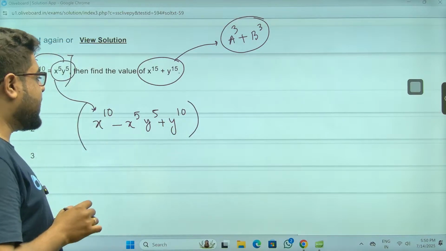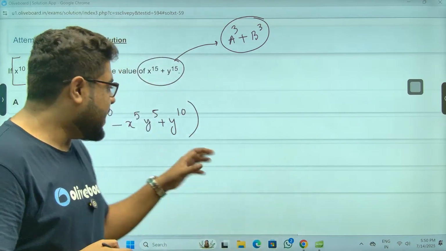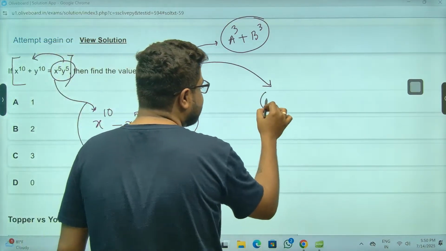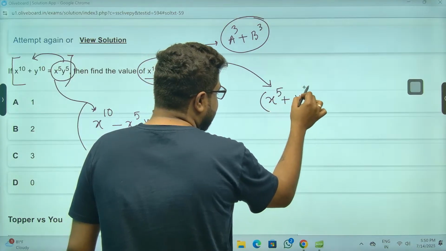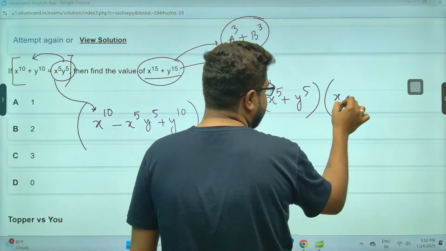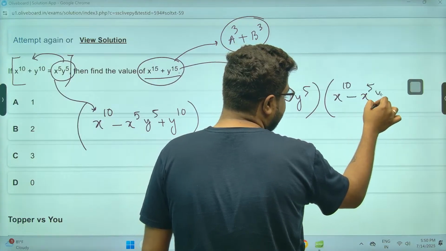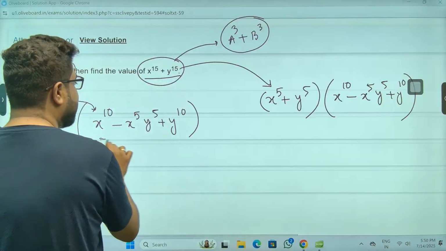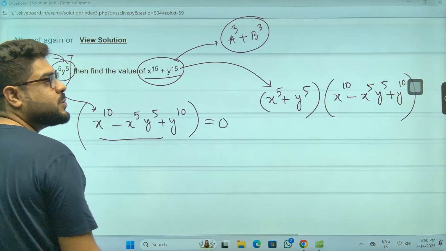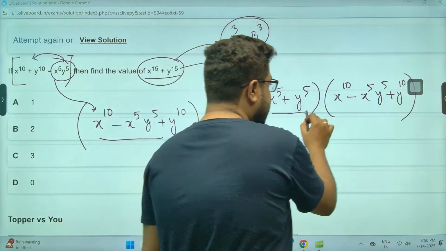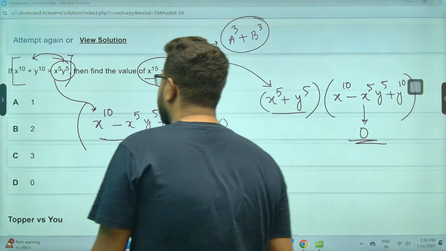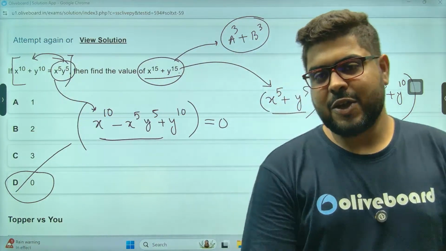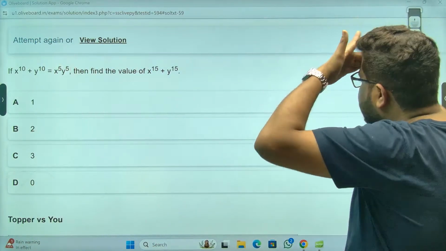You see, a cube plus b cube has a formula, sir, that gives you a plus b into a squared minus ab plus b squared. Now you see this c is equal to what? This c is equal to 0 now, because I've taken this to this side. So anything into 0, the result can only be 0, sir. Option D, 0, is most definitely the correct answer.